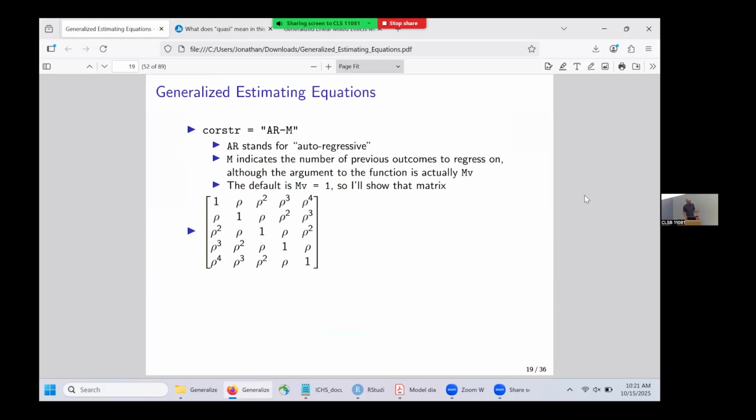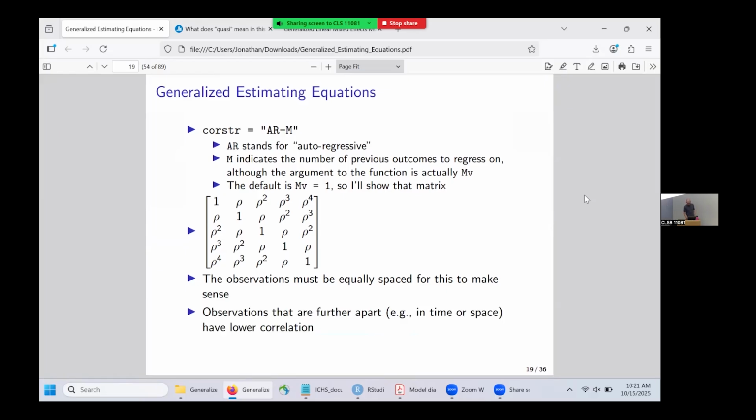So these rhos generally are going to be less than 1. So you can see that as we're considering observations that are further apart, the correlation is going to attenuate in this classical, very regulated way. So for this to make sense, we want our observations to be equally spaced. But this corresponds to, like I said, an autoregressive scenario, and observations that are further apart have lower correlation.